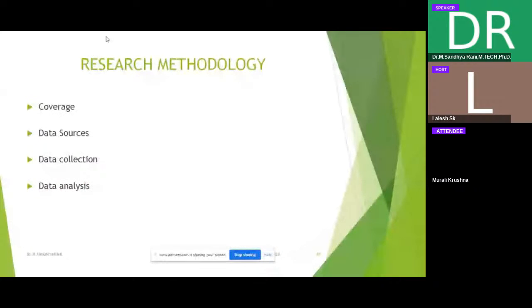A research methodology should generally write about the coverage. What is my area of study? For example, your paper has been accepted by Oxford University. Oxford University does not know the jurisdiction within the state. They might know India, they might even know the state, but they may not know the district. So when you are writing a research paper, if you have a prescribed area of study, please try to mention the area of study in your research paper.